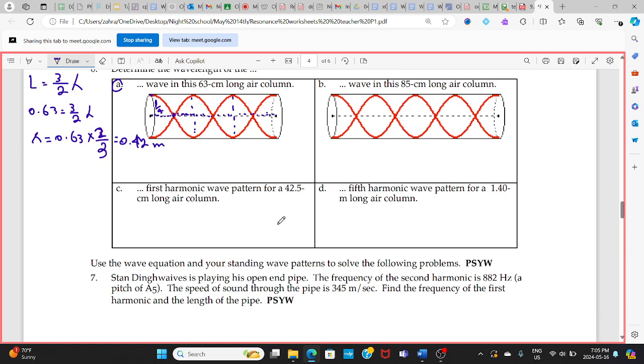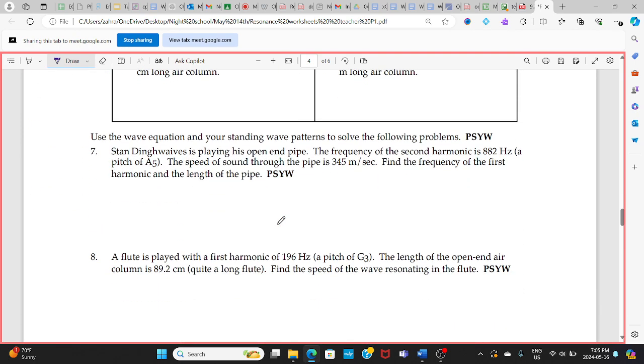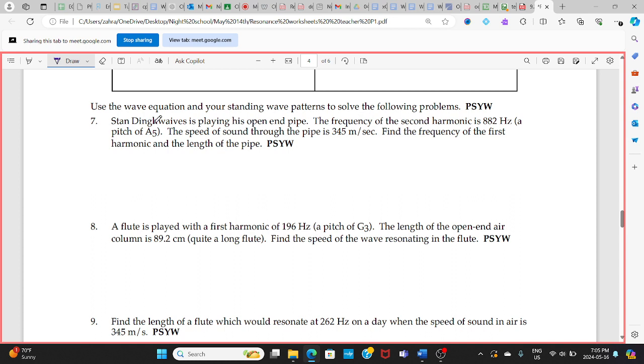Hope you got it. I'm going to give you a minute for this one. Stan is playing his open pipe. The frequency is given to you, and the speed of sound through the pipe is given. Find the frequency of the first harmonic and the length of the pipe. Question number 7, I'm going to give you 3 minutes to work on that. If you have your answer, please let me know.